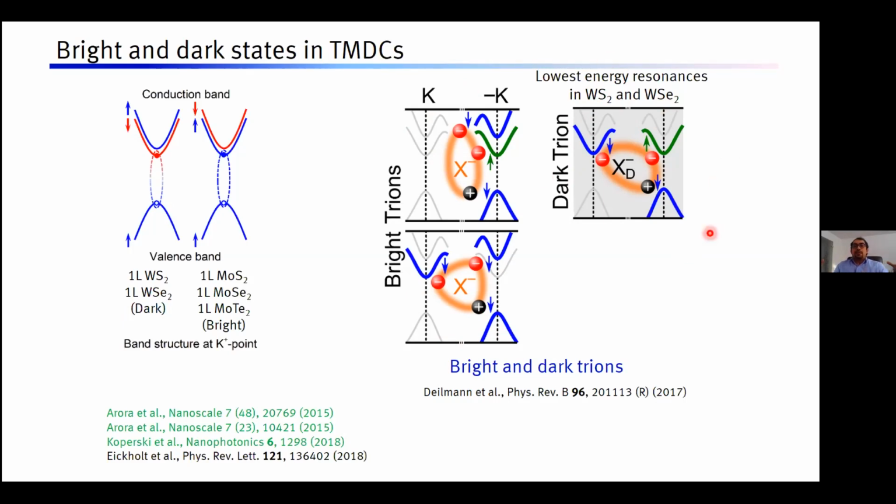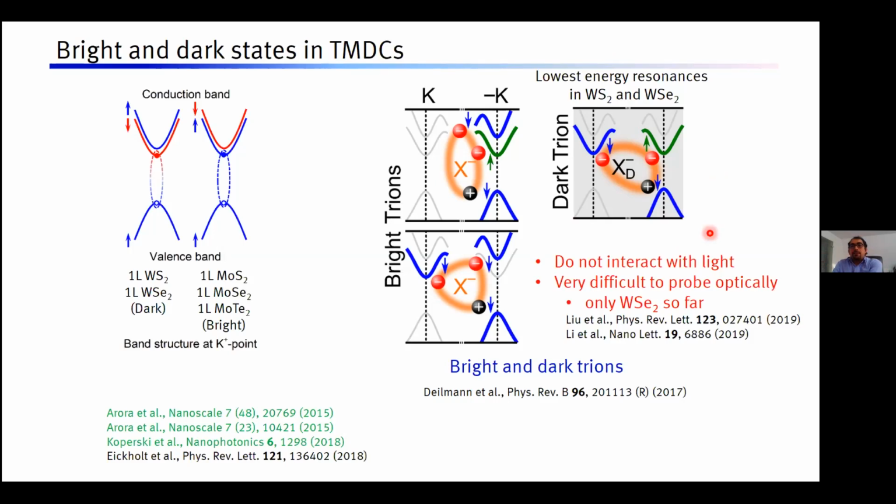So they will take most of the carriers and freeze them in this state, and they will not be able to emit. So they will be inefficient light emitters. In fact, since dark trions do not interact with light, it's very difficult to probe them optically. There are only two reports so far which we know, and they are on tungsten diselenide monolayers, where it's found that this material has a lowest energy trion which is dark.